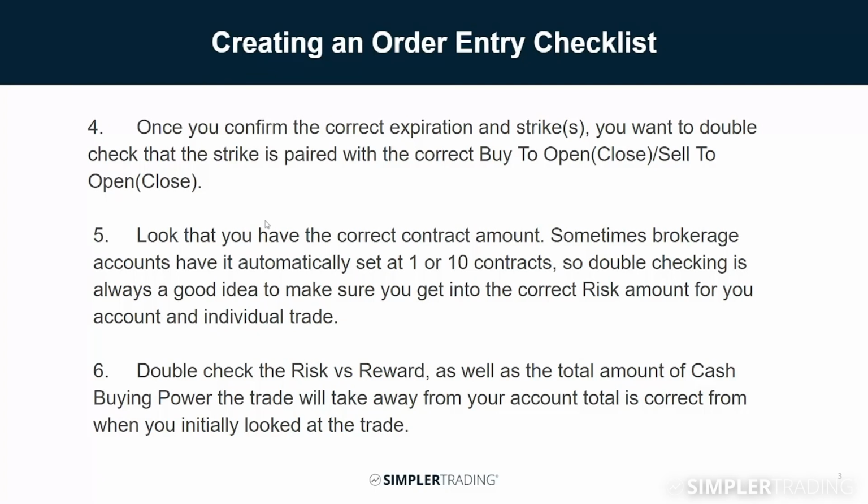So once you do that, you look that you have the correct contract amount, right? That, of course, is also going to change your complete risk on a trade. Sometimes brokerage accounts will have it automatically set to 1 contract or 10 contracts. So by double checking that amount, it's always a good idea to make sure that you have the correct risk amount for your account as well as for the individual trade.